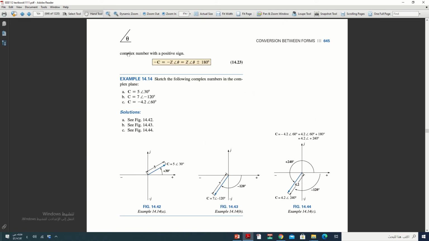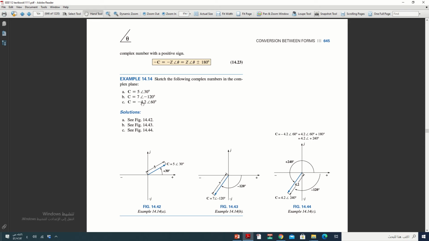If you find some polar form with a minus z, for example minus 10 and the angle 25, you can rewrite it as positive z with the angle plus or minus 180. Let us take an example, 5 angle 30, similar to what we studied in the lab. Here the magnitude is 5 and the angle from 0 to the vector is 30.